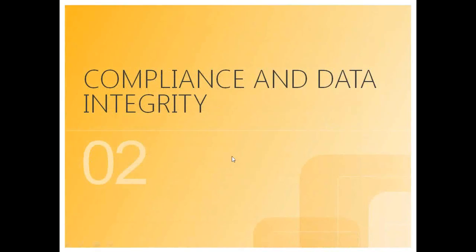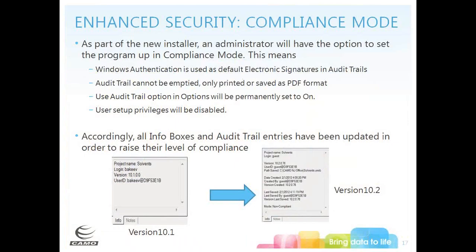Some of the biggest changes have been in adding additional compliance and data integrity options. So now, as part of the new installer for 10.2, you have the option to set the program up in the compliance mode during your installation of the software. This means that Windows authentication is used as the default electronic signature in your audit trails. When working in the compliance mode, the audit trail can't be emptied. It can only be printed or saved as a PDF format. Likewise, the audit trail cannot be turned off, which is something that can currently be done under our Options tab. And the user setup privileges also are disabled when working in the compliance mode.